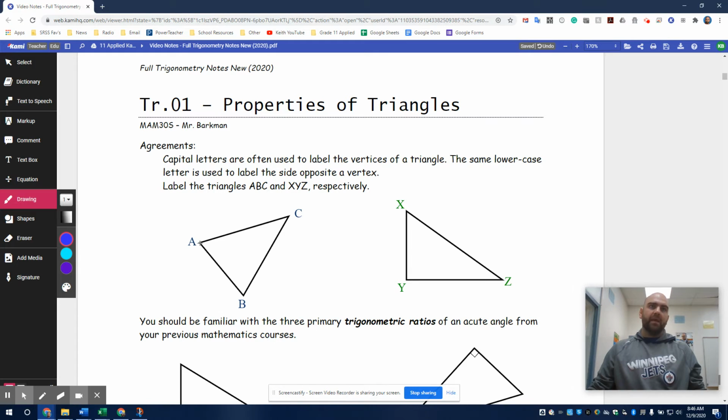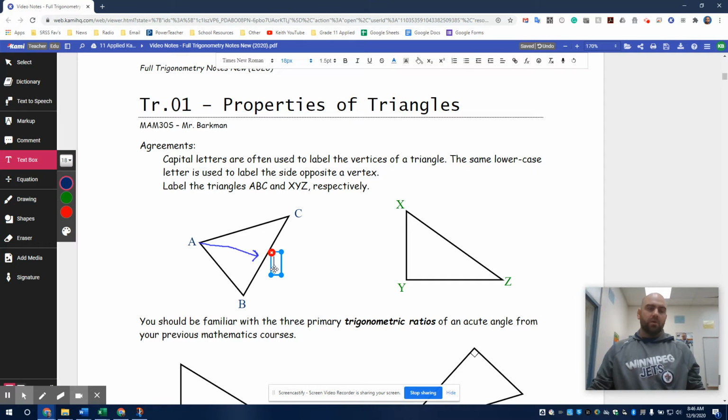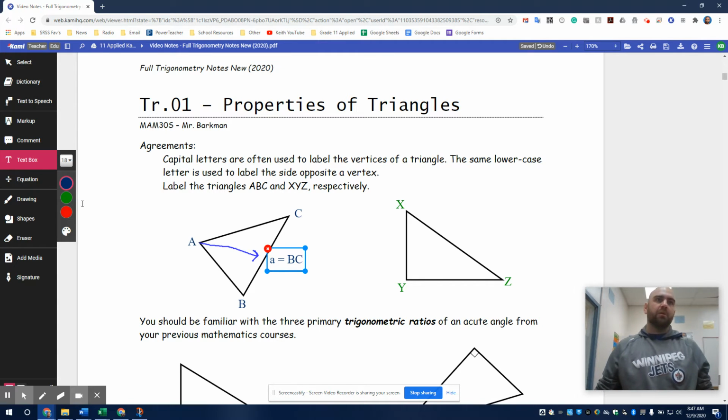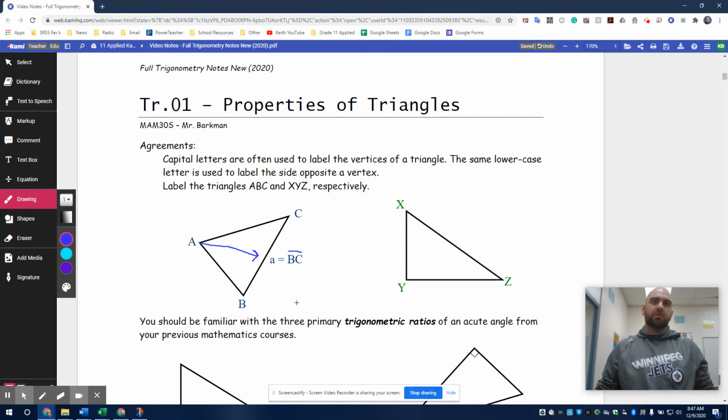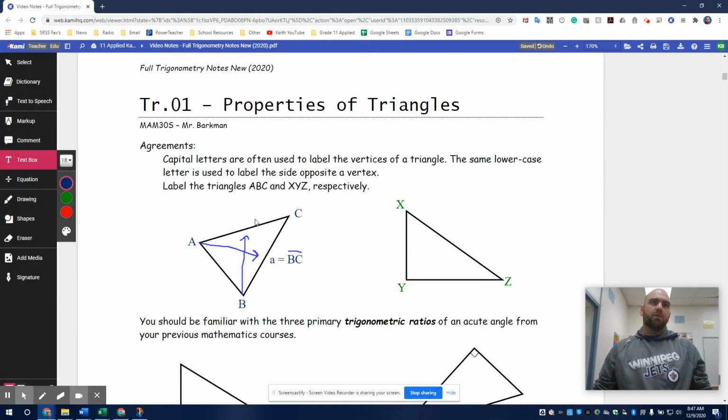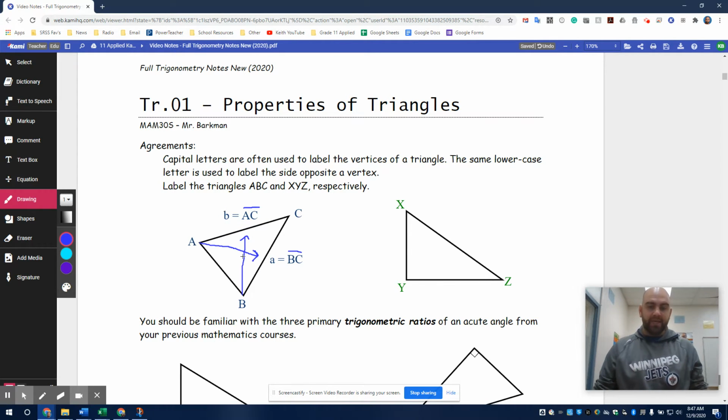The one that is opposite A, so that would be this one right here, is going to have the term little a. So we're going to call this one little a. That side is equal to little a. Now we could also call it line segment BC, and normally we would put a line over top there. So it's a line segment from B to C. Now across from B, we're going to have side b, which is also equal to line segment AC. That little line represents a line segment. And so this could be line segment AC. It could also be represented as side b.